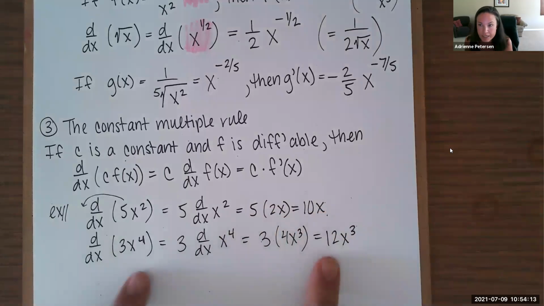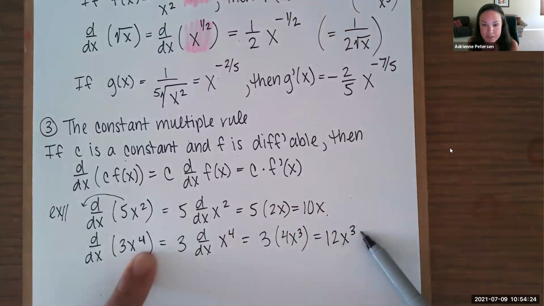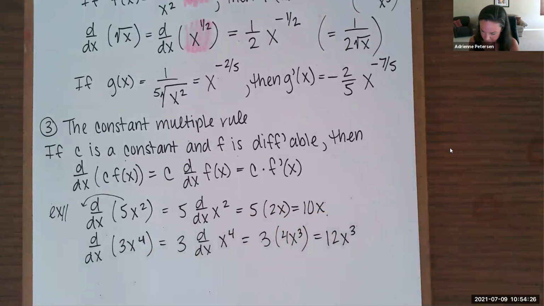In general, you don't need to write down all these steps. So what I would do is starting over here from let's find the derivative of 3x to the fourth. I would picture I bring the power down. So 3 times 4 gives me 12x, and then I decrease my power by 1. Any questions on this?